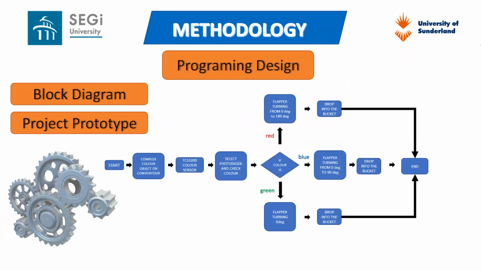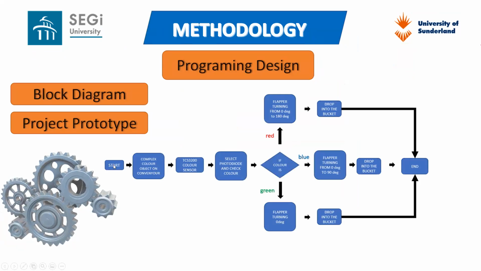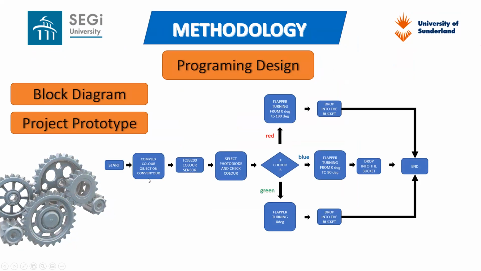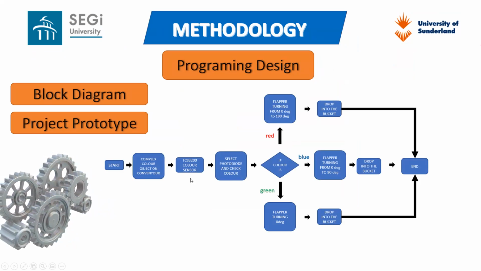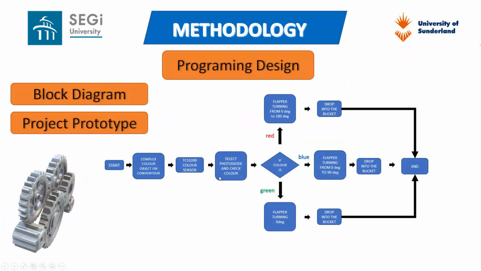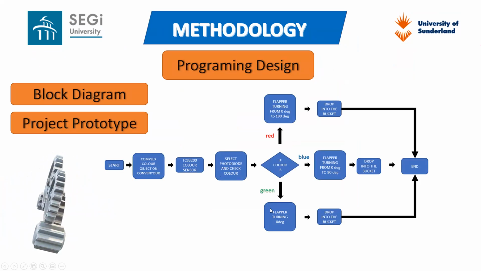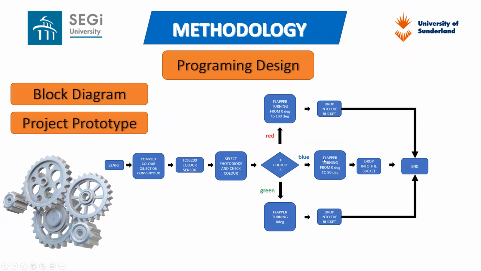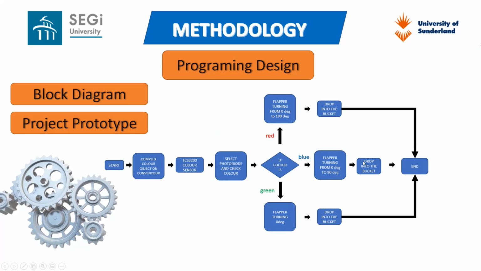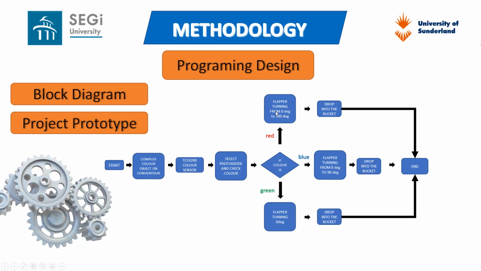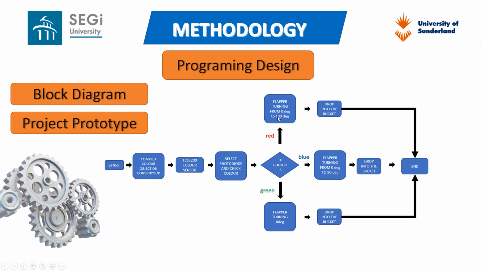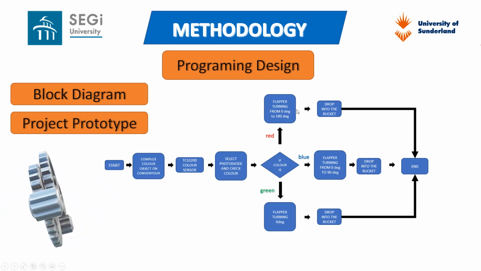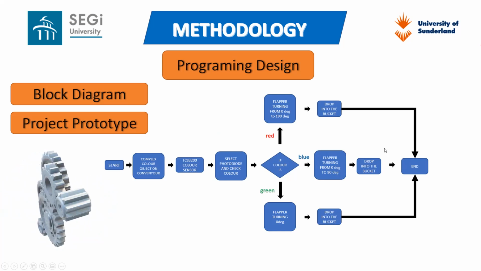For the program design, first we put the start, and then all the colored objects are on the conveyor, and then we have our color sensor and the photodiode to check the color. If the color is green, the flapper turns 0 degrees and drops it into the bucket. If the color is blue, the flapper turns from 0 degrees to 90 degrees and it drops into the bucket. And if the color is red, the flapper turns from 0 degrees to 180 degrees, and then it's dropped into the bucket. And all this will end after it's dropped into the bucket.